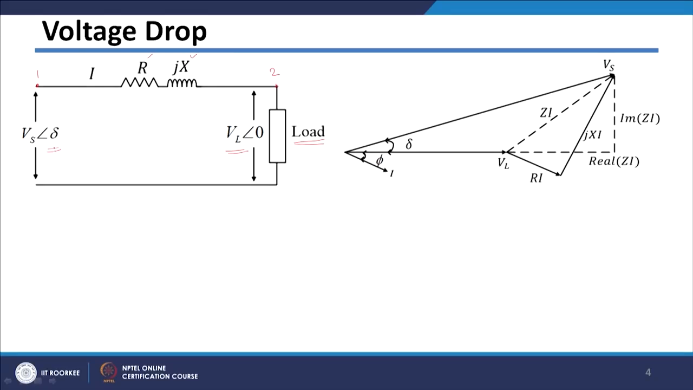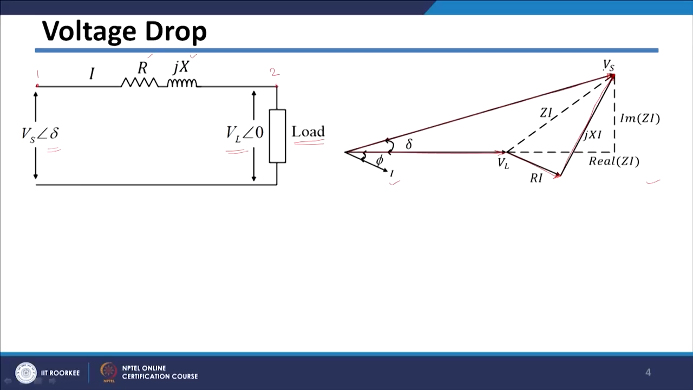Now, if you plot the phasor diagram of this particular circuit, it is shown in this figure. Since VL has angle 0, you have this VL vector here. Then if you add the resistive voltage drop across the feeder, this will be the resistive voltage drop which is in phase with the current phasor, and then the voltage drop across the reactance will be at 90 degrees with respect to the current. If you add VL plus R I drop plus jX I drop, you will get the voltage at the sending end terminal, which is basically this voltage Vs.